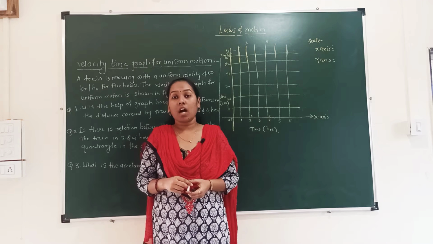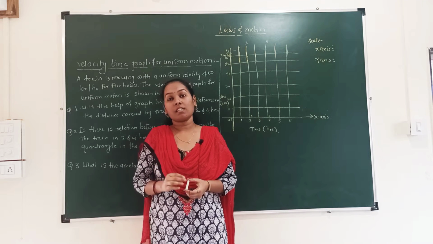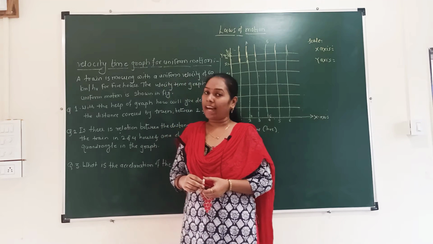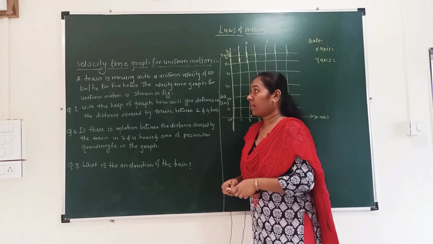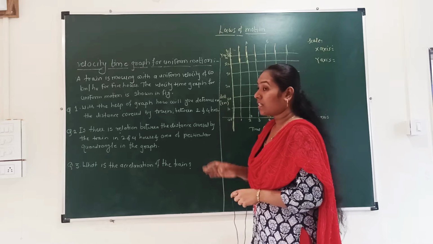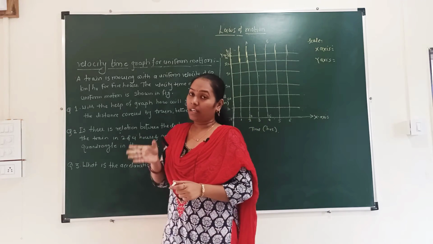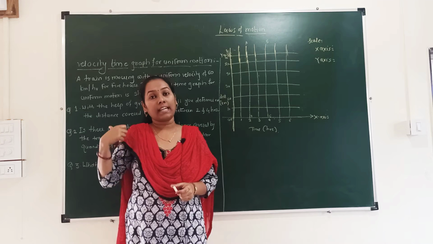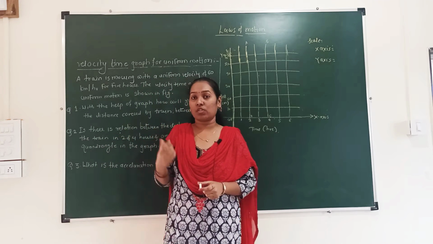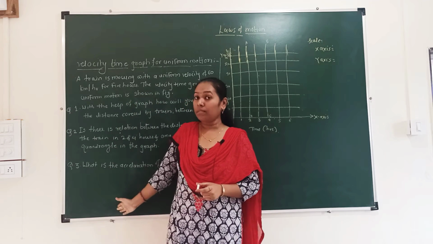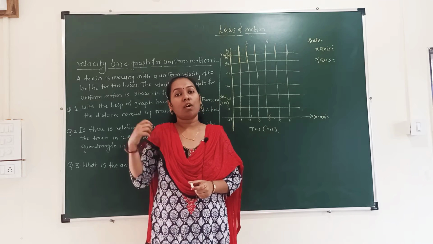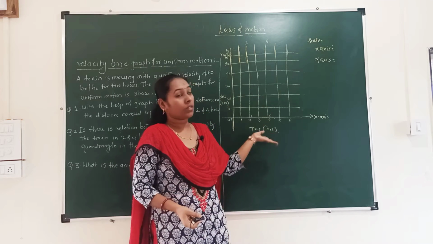In this video we are going to discuss a new graph, and there is an activity for you: the velocity-time graph for uniform motion. The graph and data are already given to you, and based on that data and graph you have to solve some questions. There are 3 questions, and you must find the answers based upon this graph.